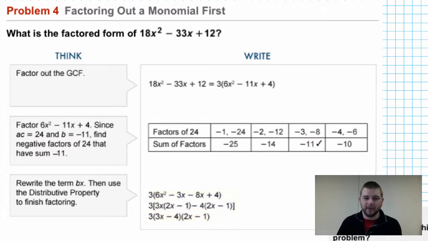In this problem, we arrive at the solution, 3 times the binomial 3x minus 4 times the binomial 2x minus 1. So the greatest takeaway from this example problem 4 is always seek out a greatest common factor, and if you find one other than 1, factor it out before you begin factoring the value that's left in parentheses.